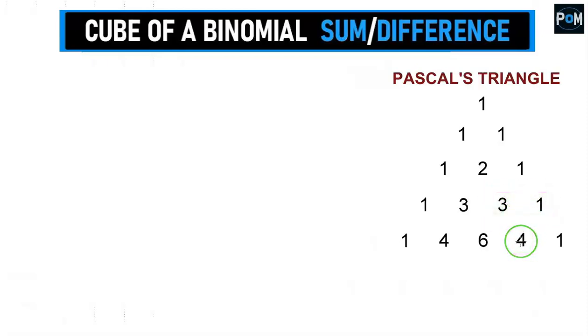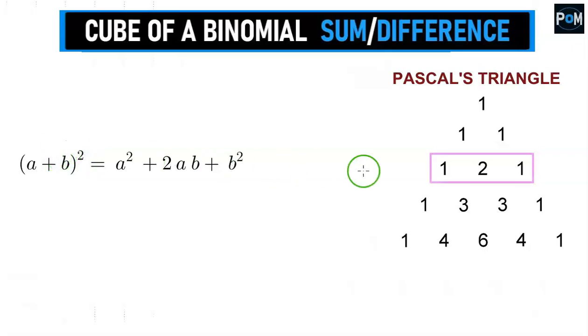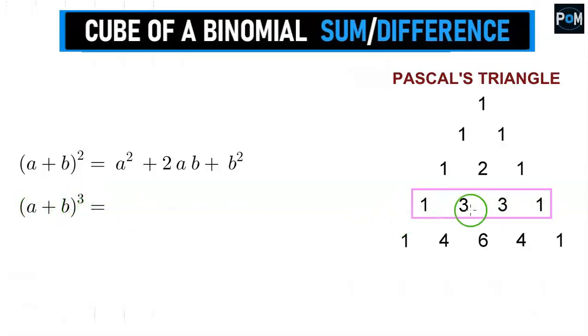This triangle helps us with the special product formulas. It's already useful in the formula for the square of a binomial. In this formula, we have 1, 2, and 1. The number 1 is invisible here. The number 2 is visible here, and the other one is here, also invisible. We don't write them because they are simply unnecessary. In the formula for the cube of a sum, we will use this line. 1, 3, 3, 1. We have 1, we have 3, we have 3, and we have 1.